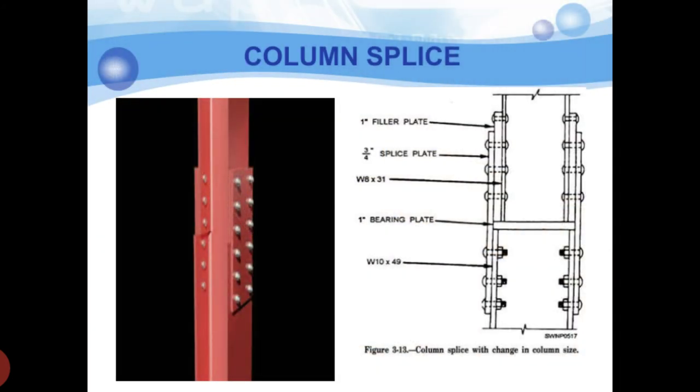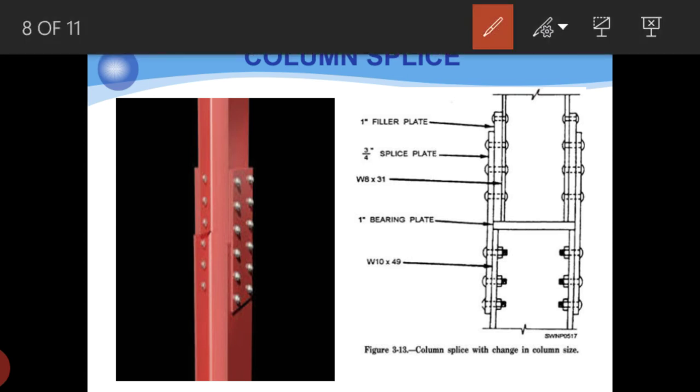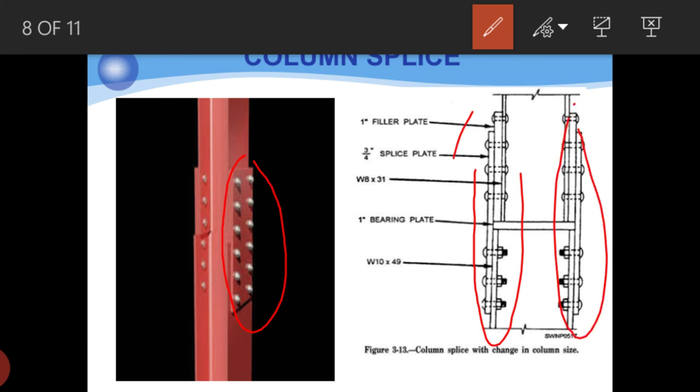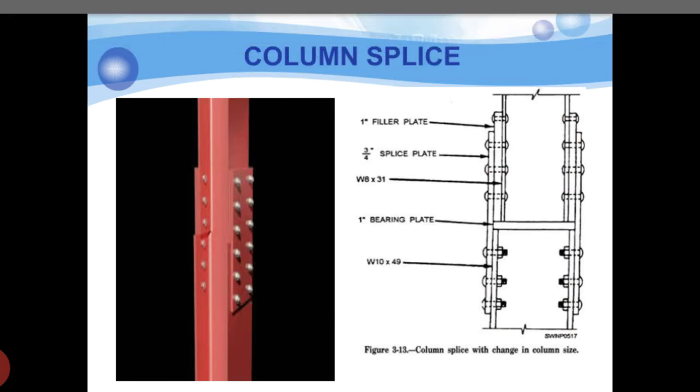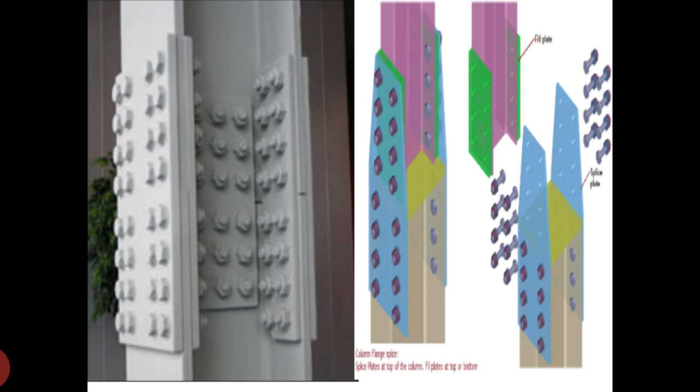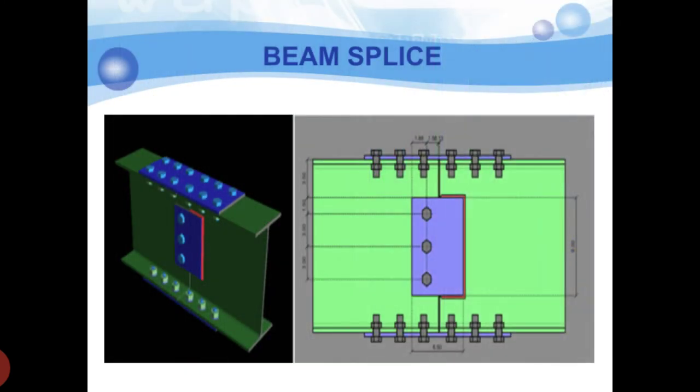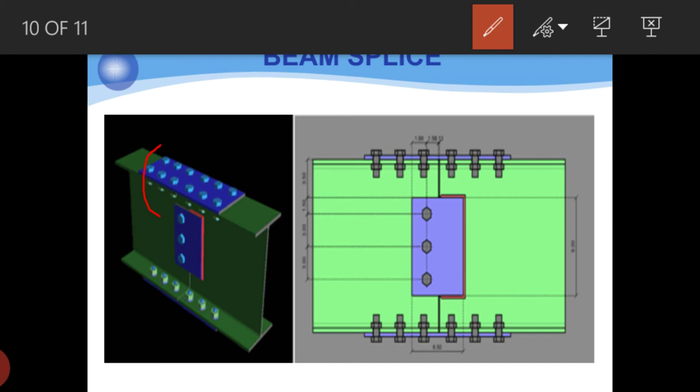The next comes splice. Splicing means, here I'll show you the splice. This is a splice plate connected to the flange of the column. You can see the splice plate is provided here and here. Even for a beam the splice plate is provided. This is for a column and this is for the beam. Here the beam splice plate is provided. This is called a splice plate on either side of the flange, or for the web the splice plate is provided.